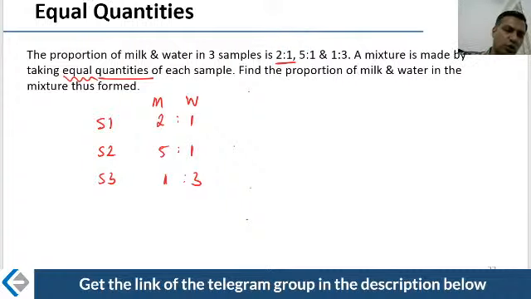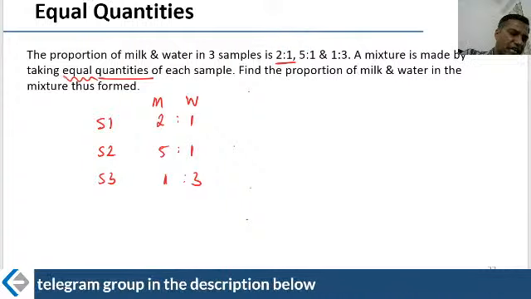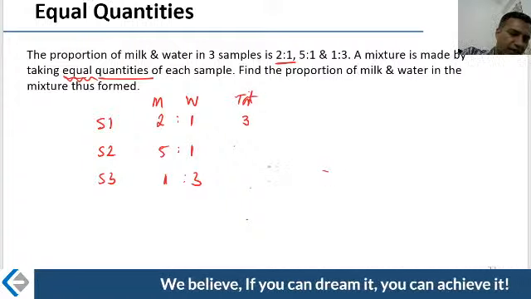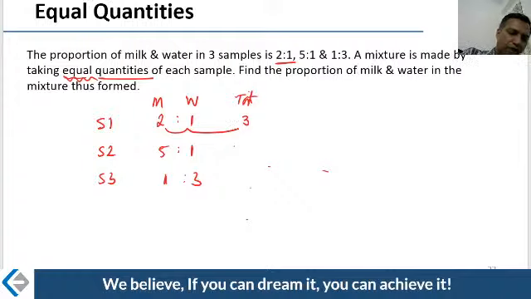Okay, so this is what you wrote there. Now what did he say? That I took equal quantities. Now look at the total, friends. Let me write the total here. 2 plus 1 becomes 3. 5 plus 1 becomes 6. 3 plus 1 becomes 4. Therefore, it does not look equal.